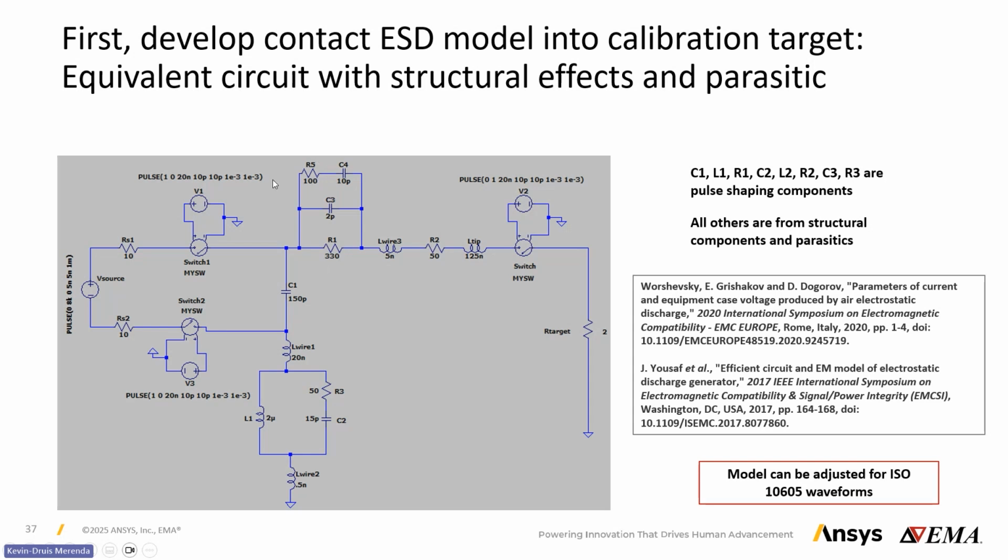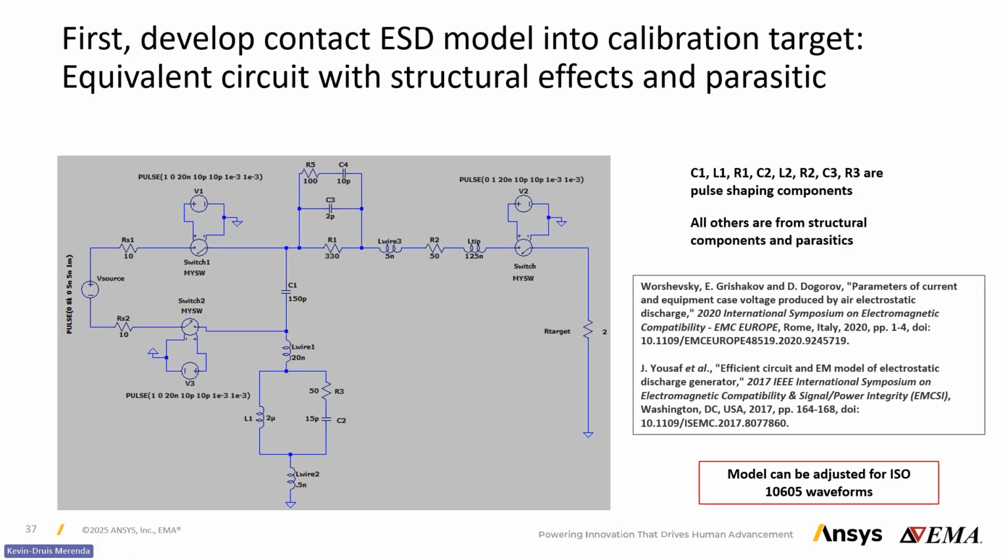This will actually shape your first waveform in your peak. And then you have the ground return strap that is approximated with an inductor. I think we said about 2 microhenries. And then this will help us shape the second peak in the waveform.